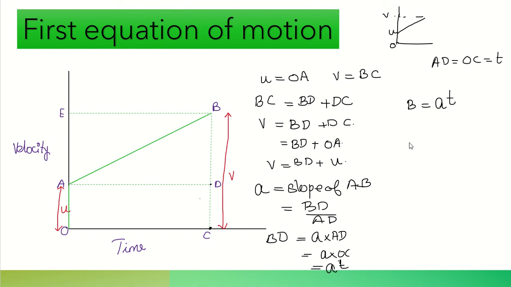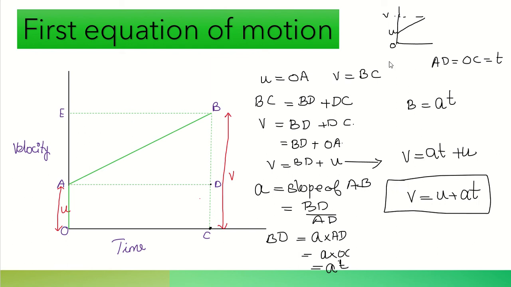So we have this equation here. I can write v is equal to at plus u, or we have the first equation of motion, v equals u plus at. Very simple, right? What you have to do is, first of all, you need to understand how to draw the graph, the velocity time graph for uniformly accelerated motion. The slope of the velocity time graph will give you the acceleration. That is how we are finding it out.